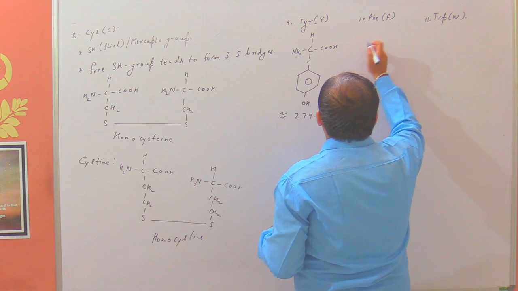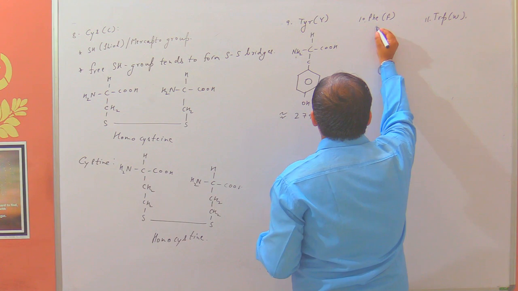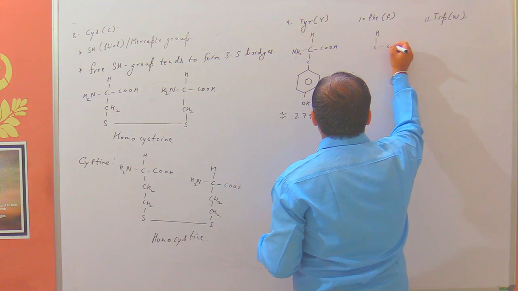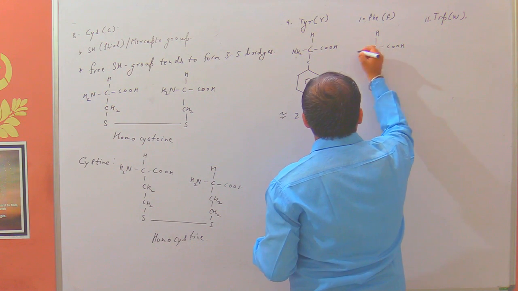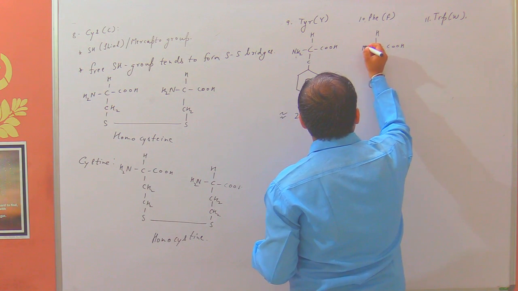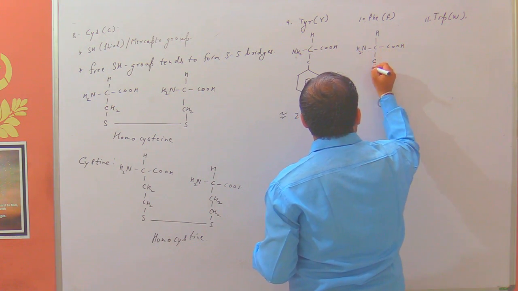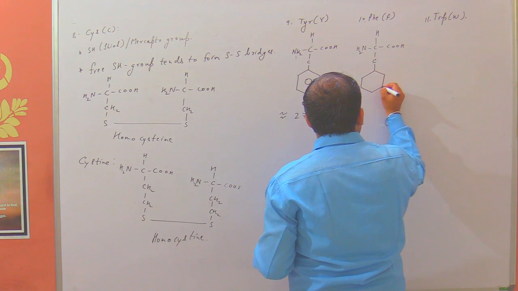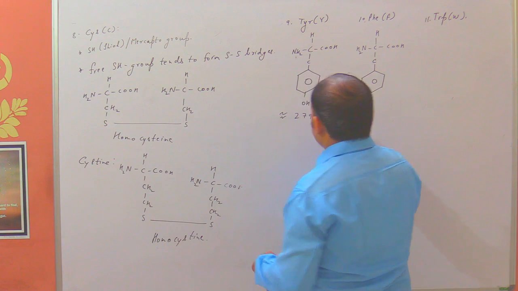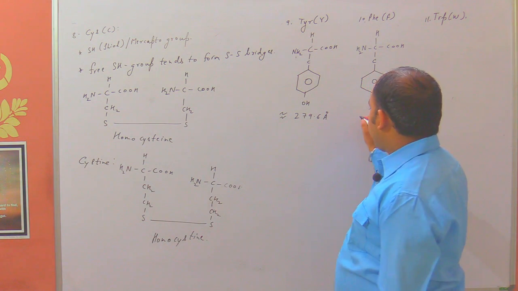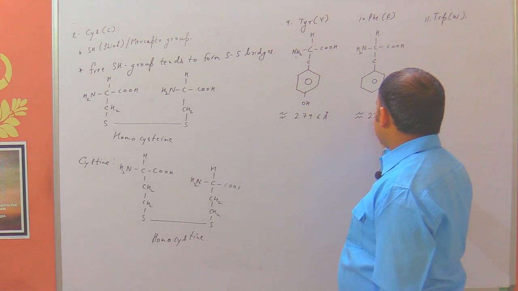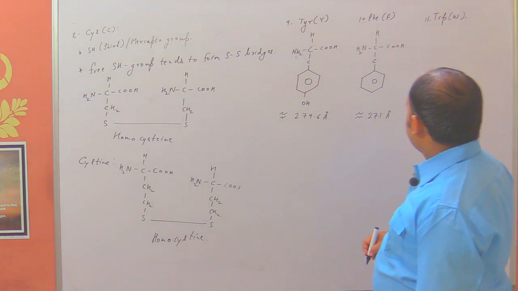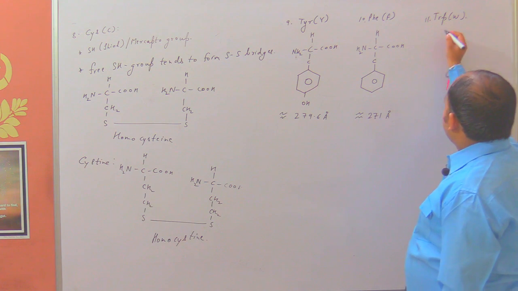Now, the other is phenylalanine. Phenylalanine has a similar structure, except that the hydroxy group is absent. So there is the carbon and then the ring-shaped structure, but there is no hydroxy group. This molecule has the ability to absorb UV light at 271 angstrom. And the third one is tryptophan.